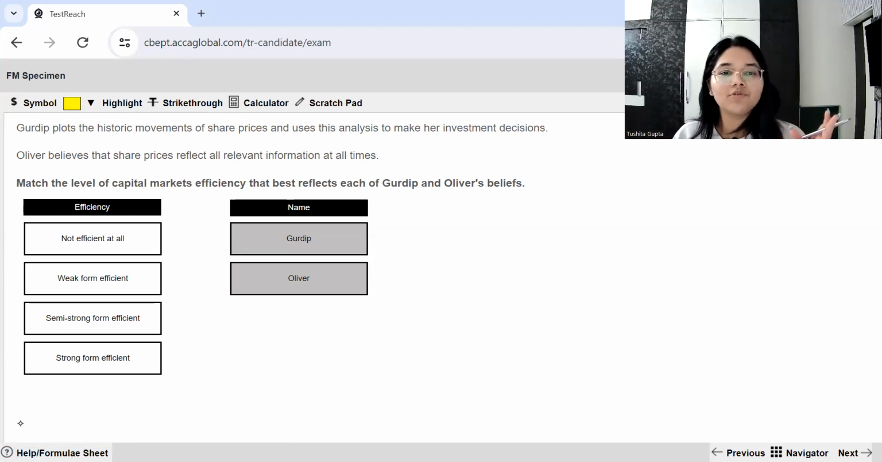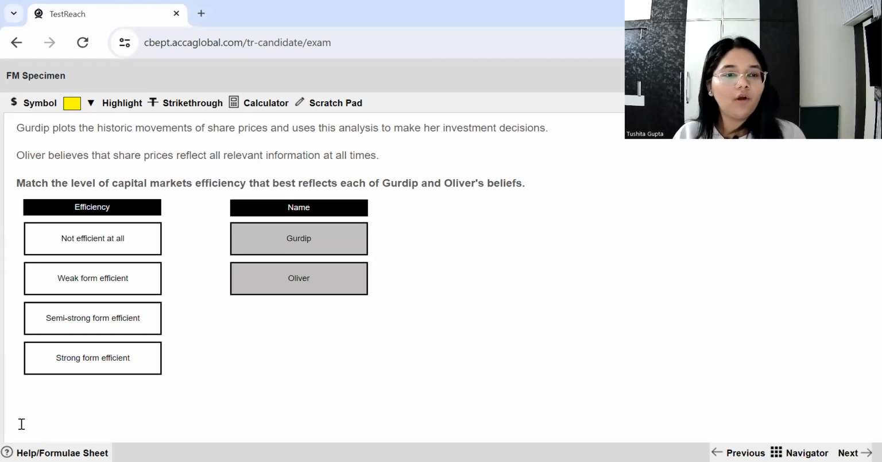So Gurdeep is using the historic movements and she is thinking that history will repeat itself, which means that she is assuming that the markets are not at all efficient, because even if they are weak form efficient, the historic patterns will not repeat. So she is assuming that it is not at all efficient. So we have to drag these options to Gurdeep. I'm currently using my pen, so that's why I'm not able to use my cursor to drag this to Gurdeep.